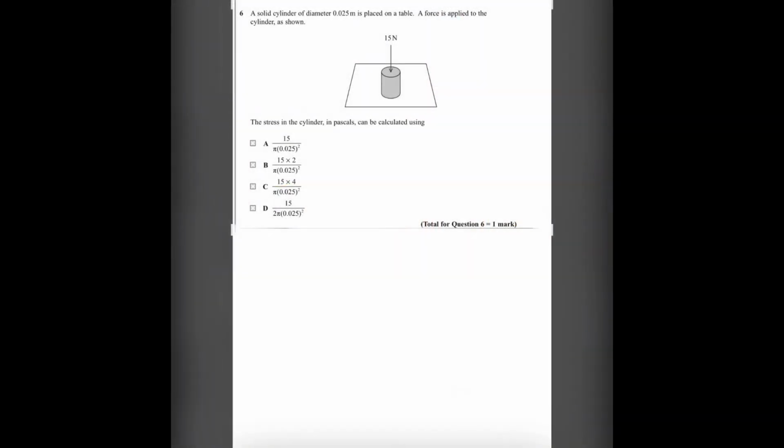Number 6. A solid cylinder of diameter 0.025 meter is placed on a table. A force is applied to the cylinder as shown. So this is the table, and this is the force of 15 Newton, and this is the cylinder. So the cylinder is being placed on this table.